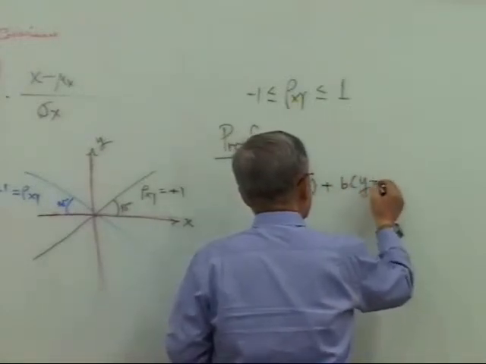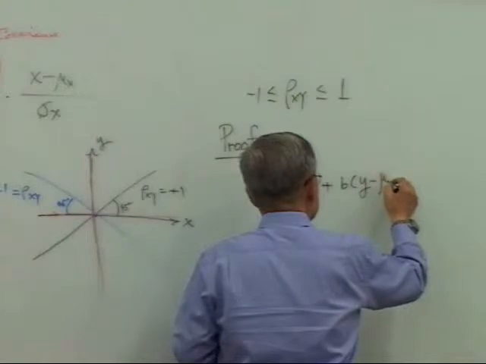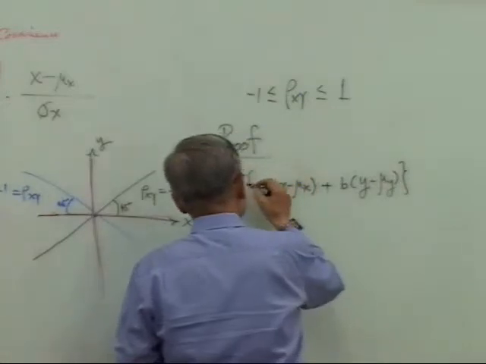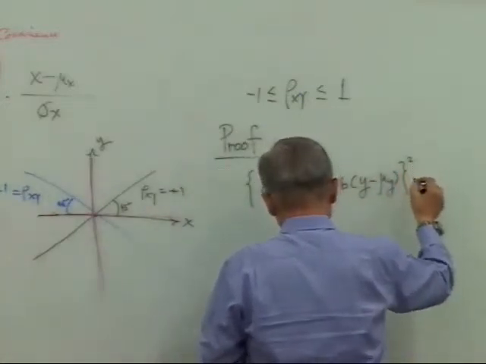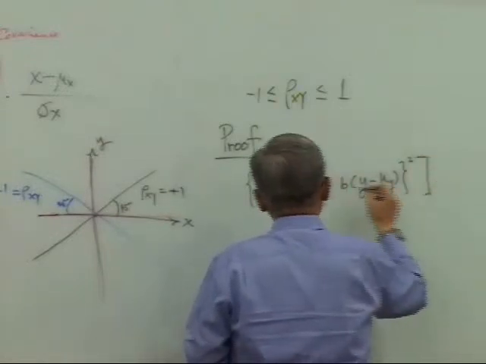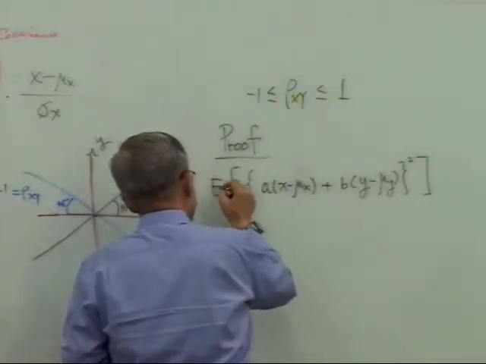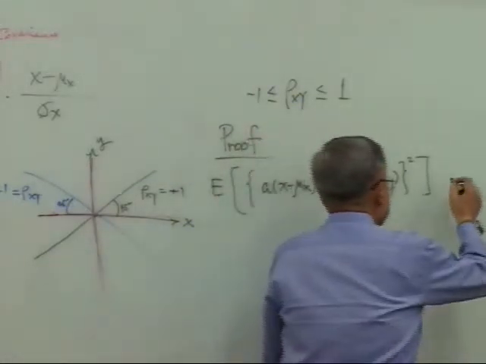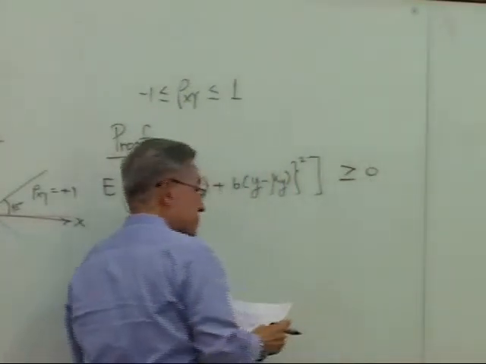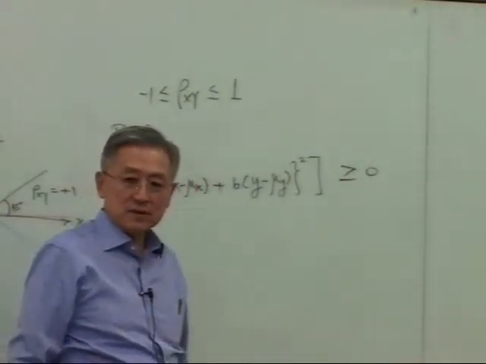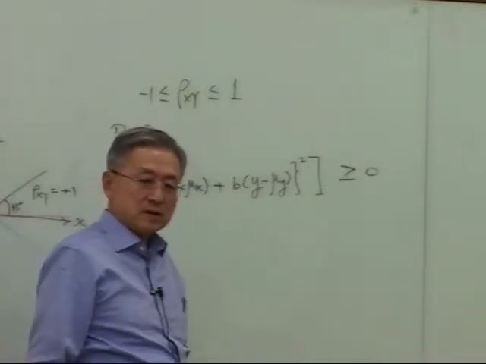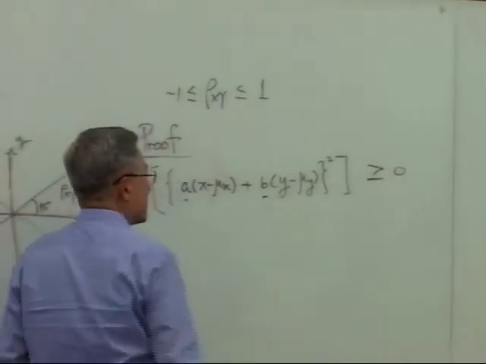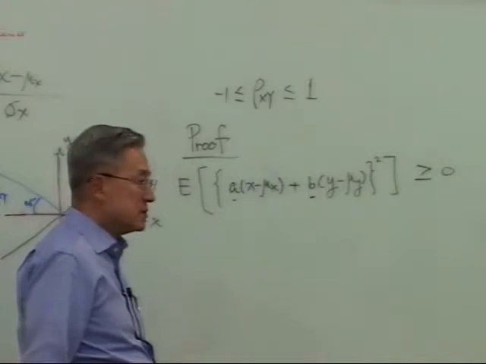a x minus mu x plus b y minus mu y, and take the square, take the expected value. Expected value of this function is always greater or equal to 0. Naturally, it's a square. Expected value of the square. Of course, a and b are real constants.